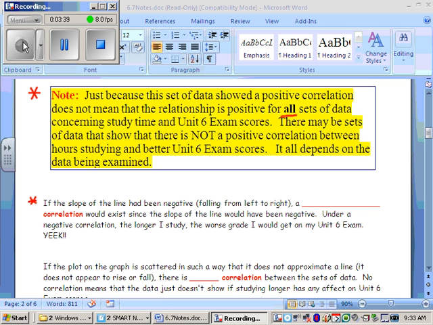If you look below the box, it then states if the slope of a line had been negative, so if it had been falling from left to right, a negative correlation would exist, since the slope of the line would be negative. Under a negative correlation, that would tell you that the longer I study, the worse grade I would get on the exam. This would not be a good thing and does not seem like a logical correlation.